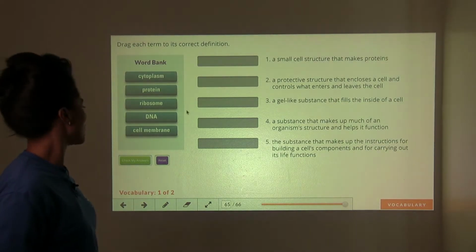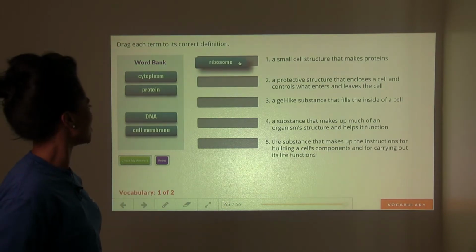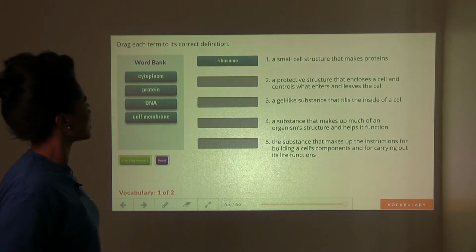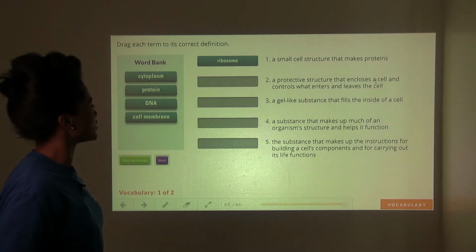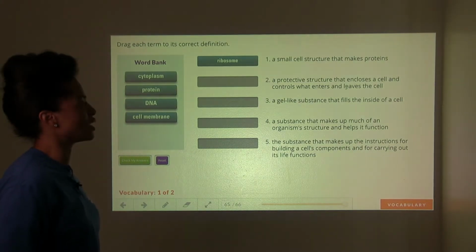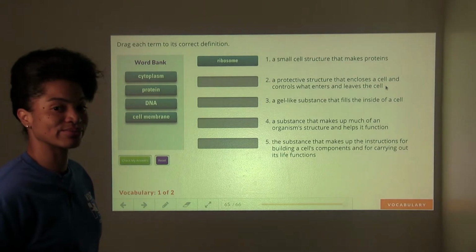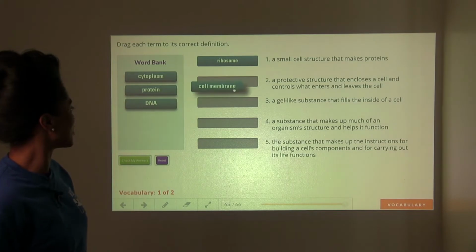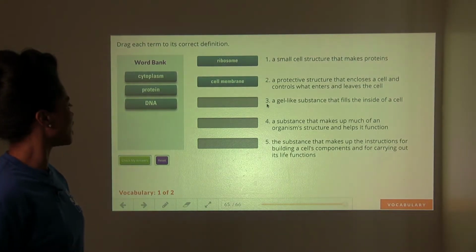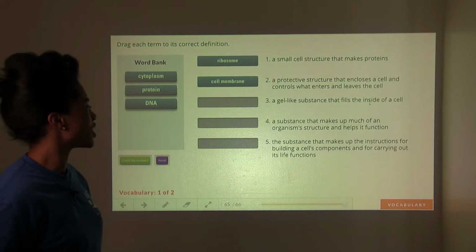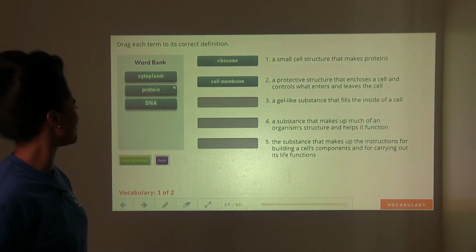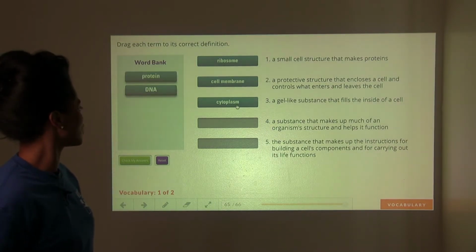Let's describe ribosome. Okay. Here we go. Number 2, a protective structure that encloses a cell and controls what enters and leaves the cell. What do you think that one would be? Let's try cell membrane. Number 3, a gel-like substance that fills the inside of a cell. Gel-like substance. Let's try cytoplasm.